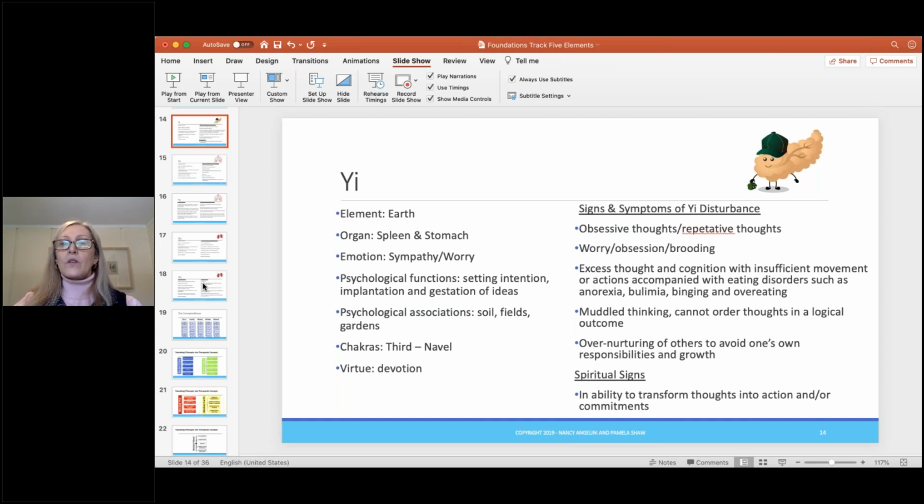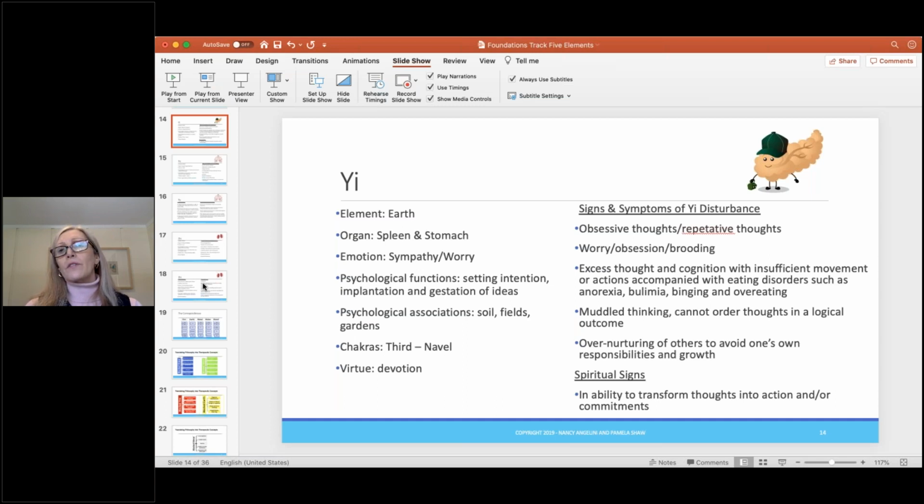Really lovely. Signs and symptoms of a yi disturbance: obsessive thoughts, repetitive, invasive thoughts, worry, obsession, brooding, thought and cognition with insufficient movement. So they're thinking, and they're frozen like this, like deer in the headlights. Sometimes a person will sit down in front of me and they'll be like this, like a deer in the headlights. They're not fearful, but it's like, huh, overwhelm, right? That is a yi thing.